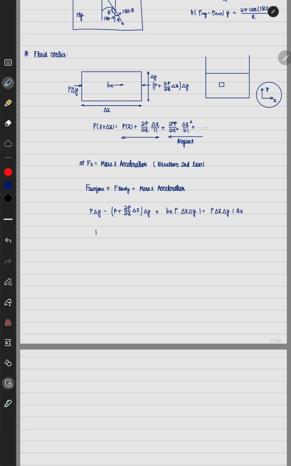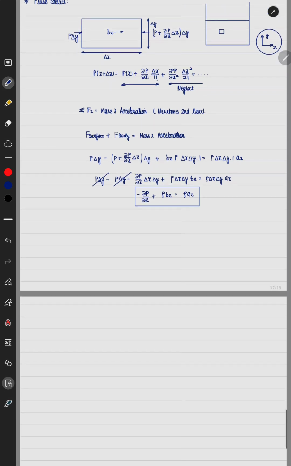Now, just writing p into delta y minus p into delta y minus del p by del x into delta x into delta y, plus rho into delta x into delta y into bx, is equal to rho into delta x into delta y into ax. Now p delta y gets cancelled and we divide the entire equation by delta x delta y, which gives minus del p by del x plus rho into bx is equal to rho into ax. This is something we obtain. This is the consequence of the balance of force in the x direction.